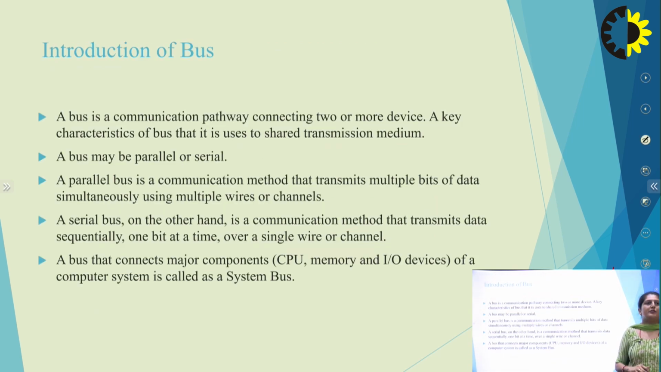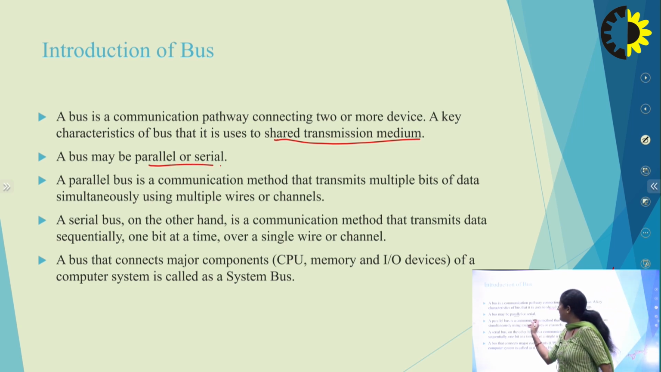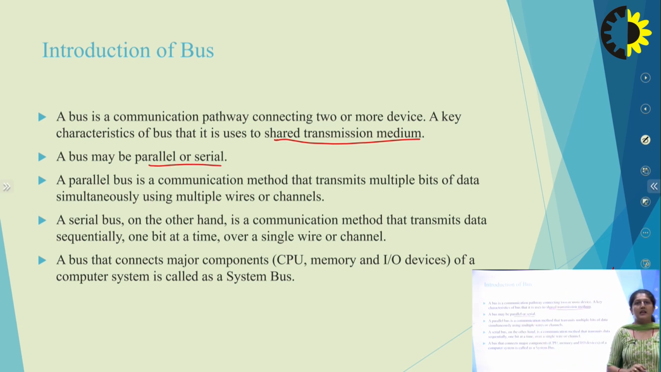Firstly we should understand what a bus is. A bus is a communication pathway connecting two or more devices. A main characteristic of a bus is that it is a shared transmission medium. A bus may be serial or parallel. What do we mean by serial and parallel? In parallel, all the data is communicated simultaneously between the two devices, and in serial, it is done bit by bit.